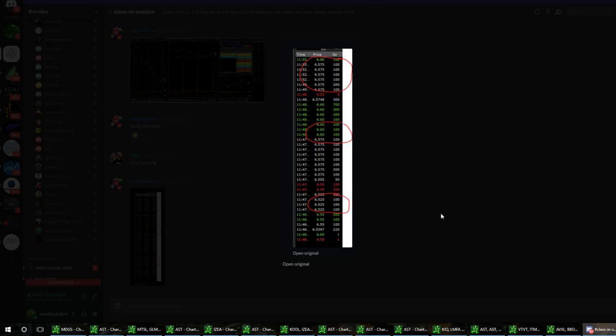What do you see? You see consistent layering of stepping into this market. If I'm not a genius, I don't know. Okay, what's happening here?